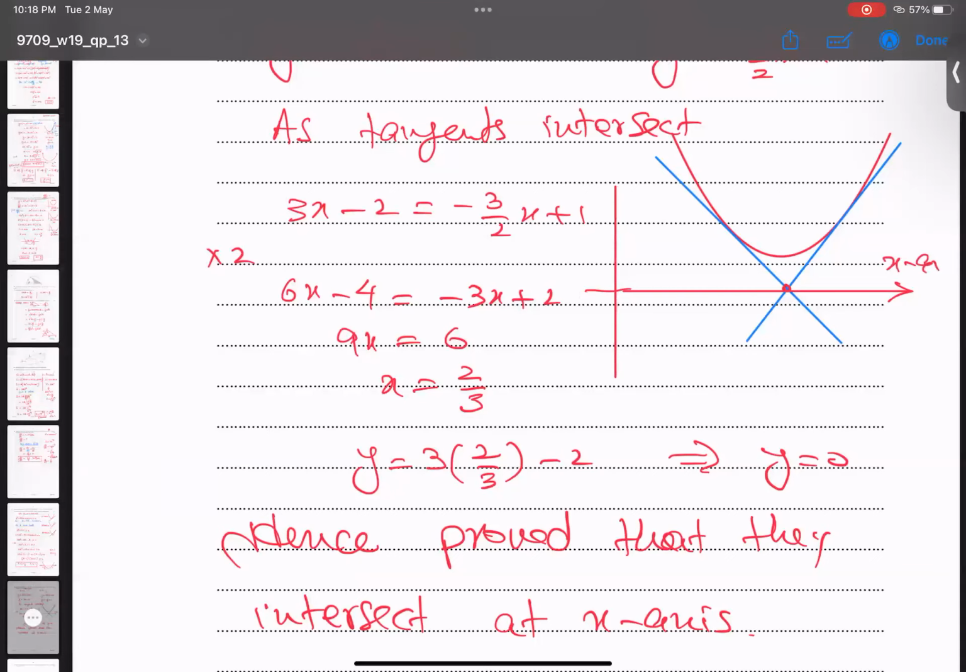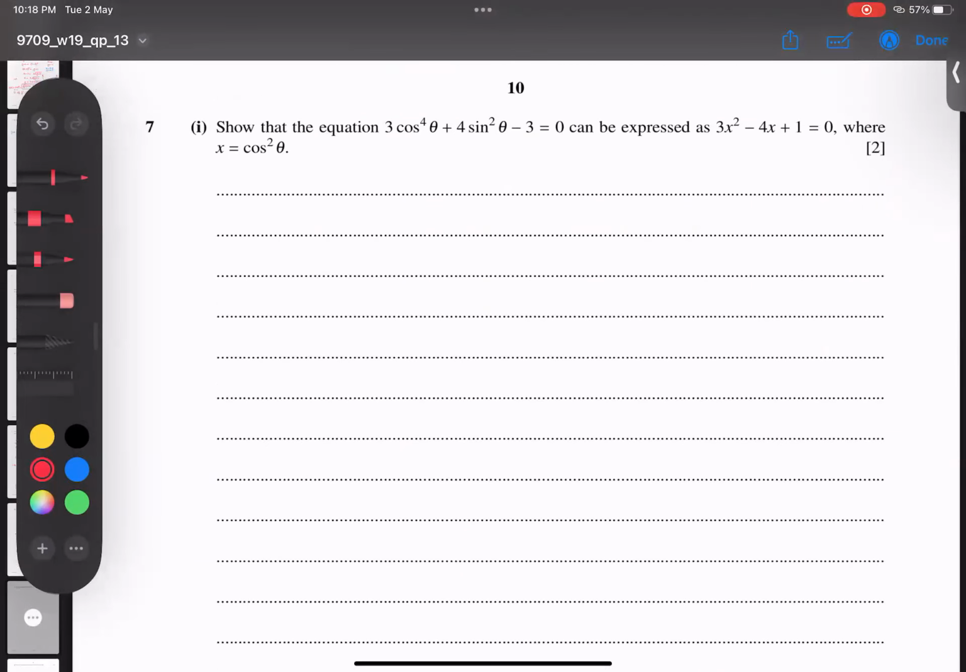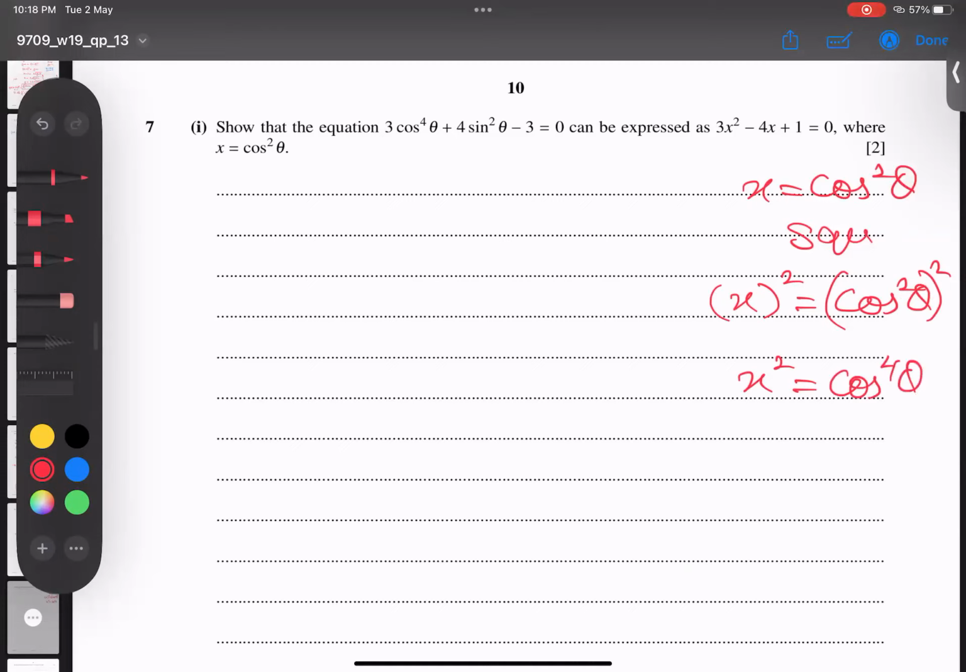Now let's go for the next question. The next question is trigonometry. He's saying show that this whole equation can be expressed in this form. For this reason, I have to take x equal to cos square theta. If I square both sides, students, left hand side squared and right hand side squared, x square, and power to power they multiply, I get cos 4 theta. So in this equation, I will replace cos 4 theta with x squared.